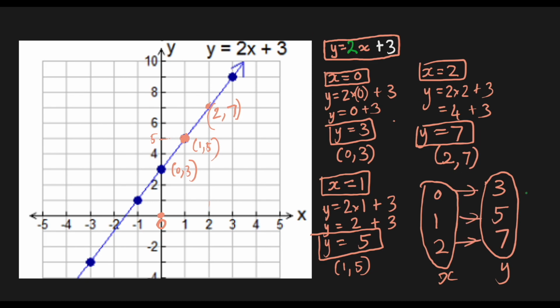Now, as you can see here, when we start at 0, we get a value of 3. This value represents our y-intercept. So when x is equal to 0, we get our y-intercept, okay?